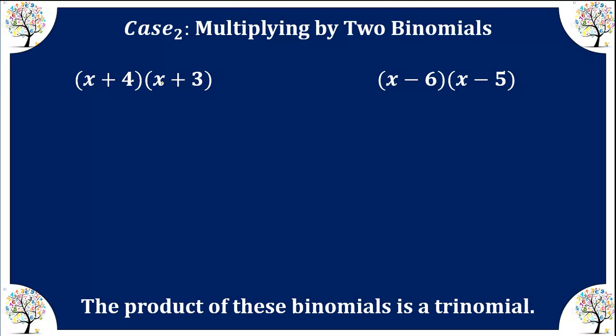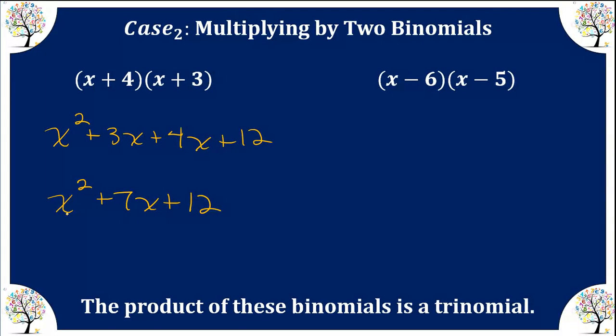So let's see what that trinomial will look like when we distribute. We have x squared plus 3x plus 4x plus 12. So here in our first step, we have 4 terms, which is super important in factoring by grouping. We have 4 terms. Then we combine the two middle terms, which are the linear terms, and we get a quadratic trinomial, x squared plus 7x plus 12.